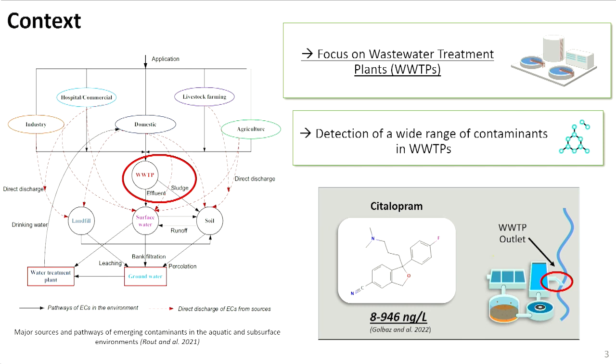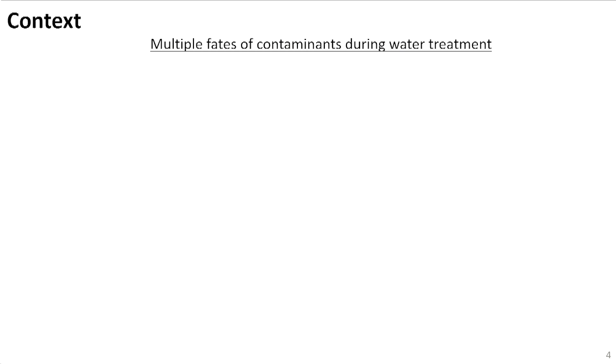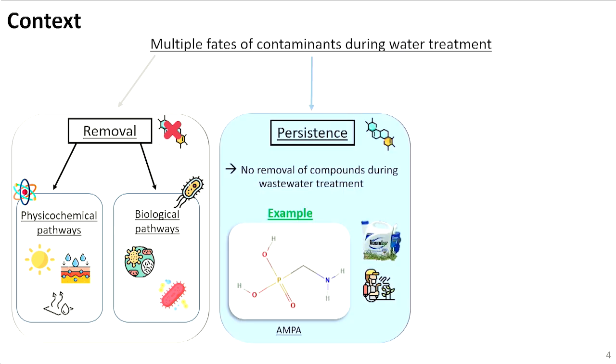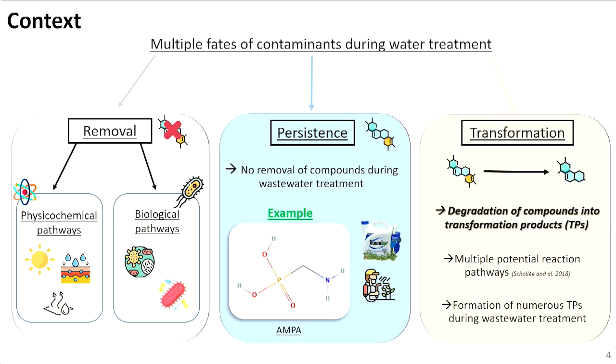For instance, citalopram, an antidepressant, has been found in a wastewater treatment plant outlet with a concentration between 8 and 936 nanograms per liter. Some contaminants during wastewater treatment can be removed mainly by physical, chemical, or biological pathway. For example, they can be biodegraded or photolyzed. Other pollutants cannot be eliminated during this treatment, so they persist and get discharged into the surface waters, so they contaminate them. And for others, degradation leads to transformation products.